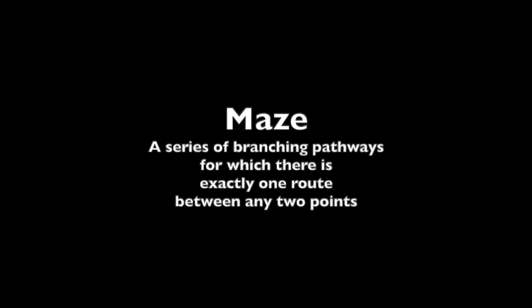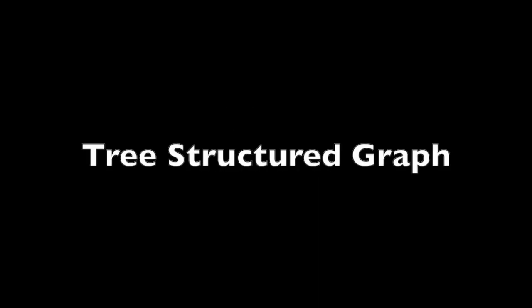What do I mean when I say that I draw mazes? A maze is a series of branching pathways for which there is exactly one route between any 2 points. Mathematicians in the field of graph theory call this a tree-structured graph. How does one draw a maze accurately so it fits the definition?